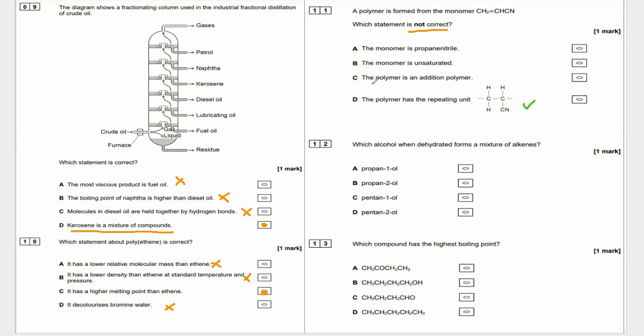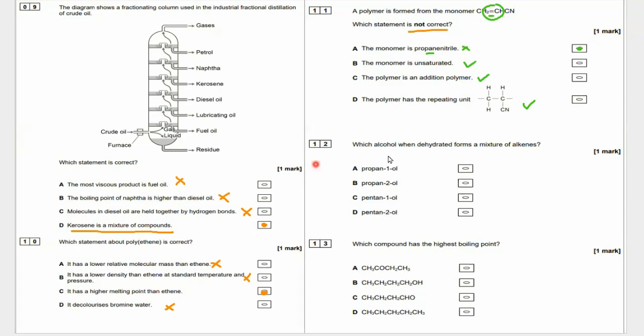So that's actually correct. The polymer is an addition polymer. When you've got an unsaturated compound, which is the monomer, it undergoes addition polymerization. The monomer is unsaturated. Well, we can see that there. Yes, it's unsaturated. It's got a double bond there. So, the monomer is propane nitrile. Do you spot the mistake? There's a double bond there. Propane suggests a saturated compound. It should be propene. So this is the correct answer, in that this is the incorrect statement.